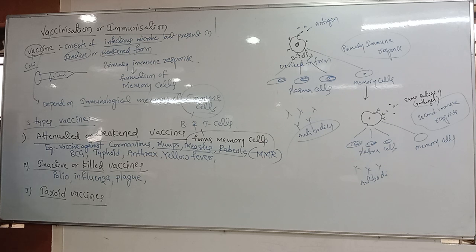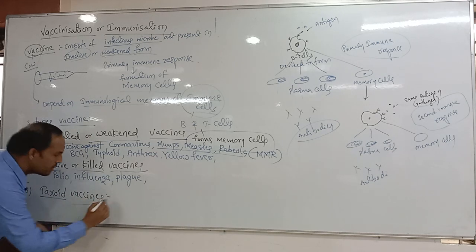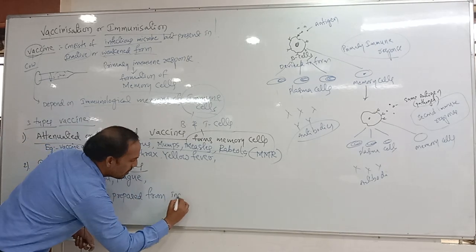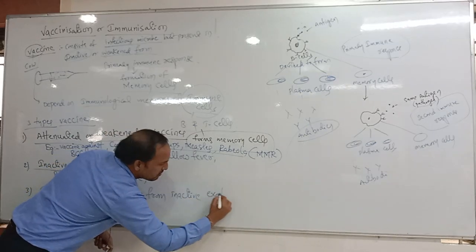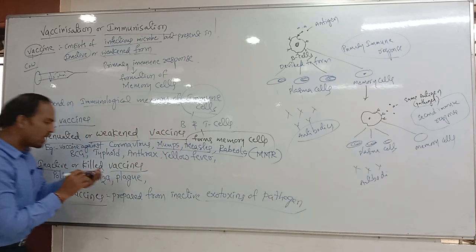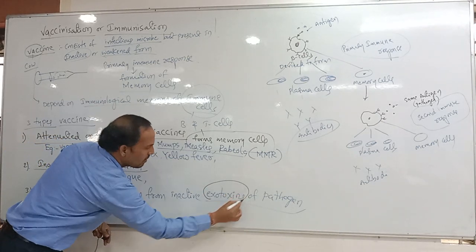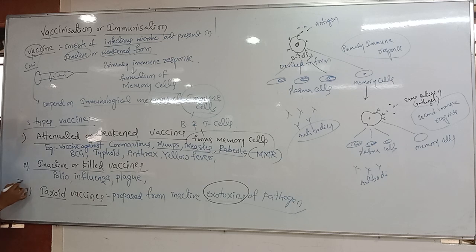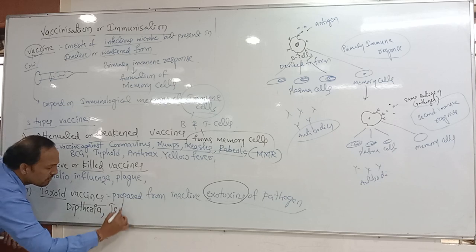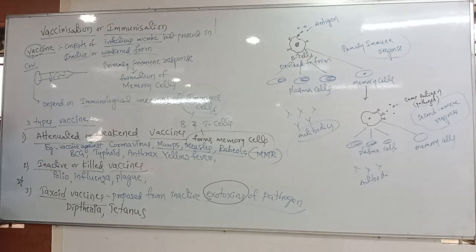Now toxoid vaccines. Toxoid vaccines are completely prepared from inactive exotoxins of pathogens. Very important, this is a suspected question. Two vaccines are toxoid vaccines. The first one is the diphtheria vaccine and the second is the tetanus vaccine. Diphtheria and tetanus vaccines are toxoid vaccines.